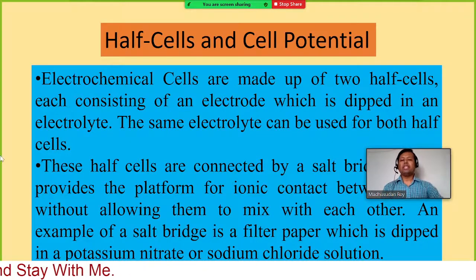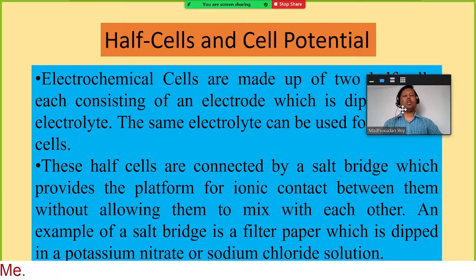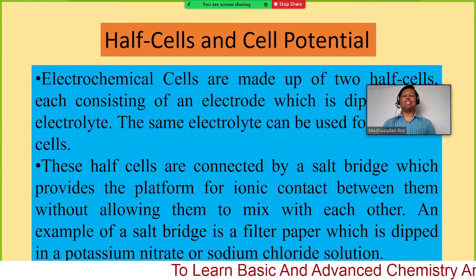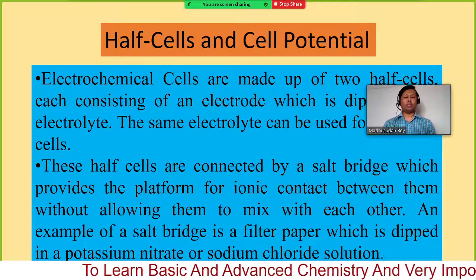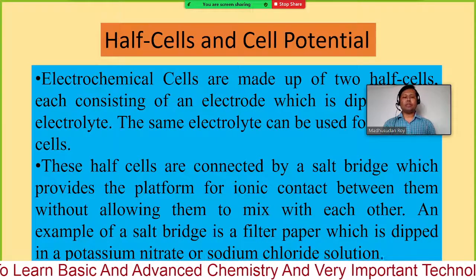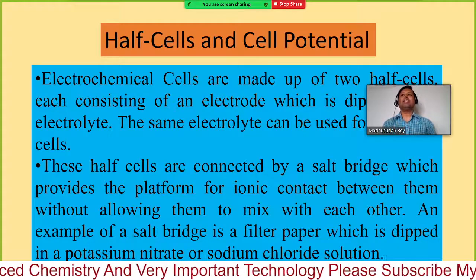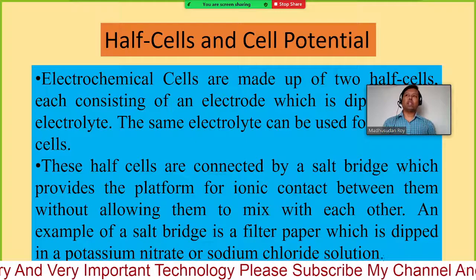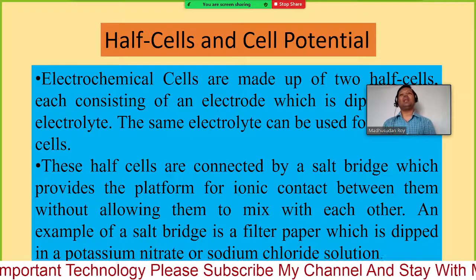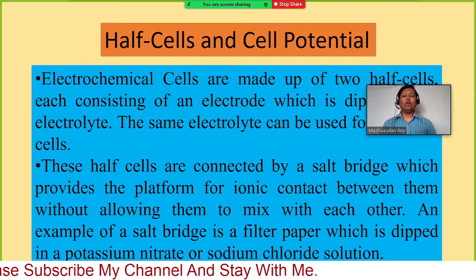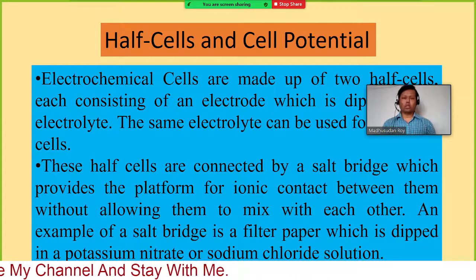These half cells are connected by a salt bridge. Already during our galvanic cell we have shown that the half cells are connected by a salt bridge, which provides the platform for ionic contact between them without allowing them to mix with each other. So we can connect two different half cells directly or indirectly using a salt bridge.